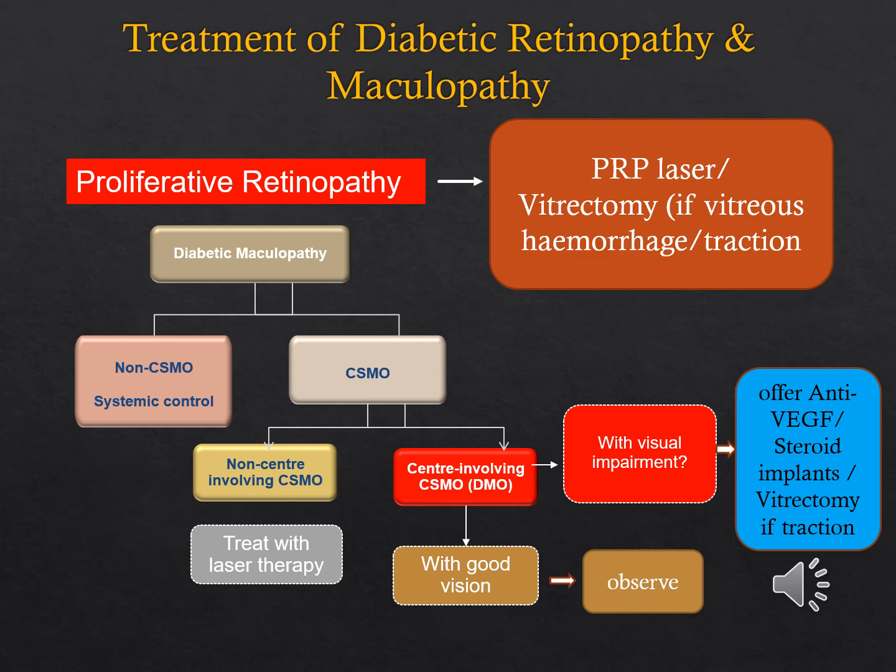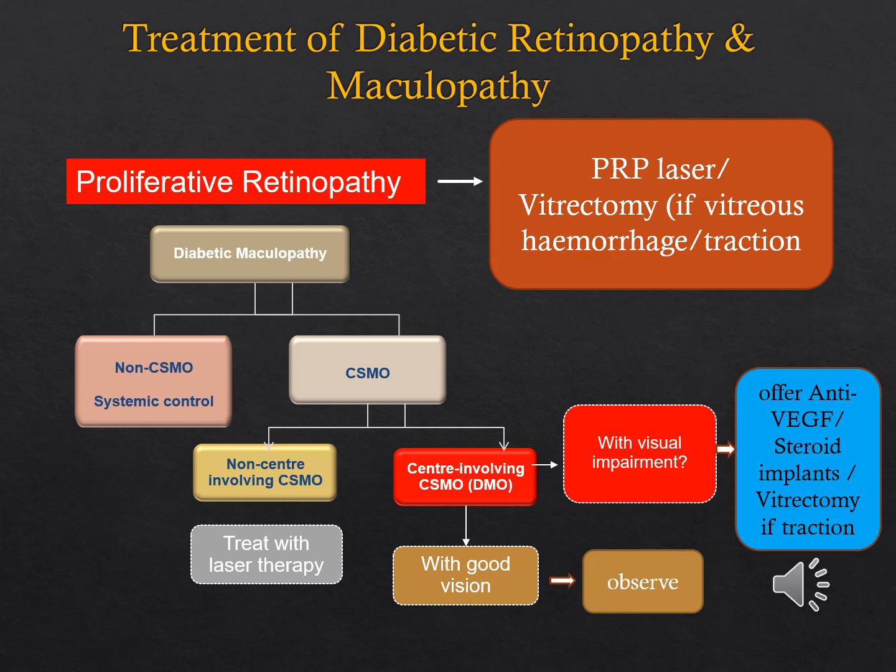So now we can summarise the treatment of diabetic retinopathy and maculopathy. For retinopathy, we only treat once patients develop proliferative diabetic retinopathy. This is when they require PRP laser treatment, or if there is vitreous hemorrhage present or traction, they will require a vitrectomy operation. Currently, we do not use anti-VEGF treatments routinely for proliferative diabetic retinopathy.